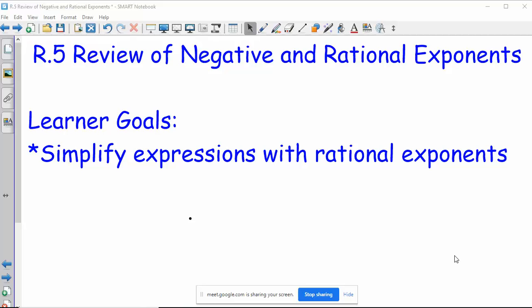Okay, so we are looking at negative and rational exponents today. We won't get all the way through this section, but we'll get a good start on it. First thing I want to do is just talk about a couple exponent rules. We've mentioned these before, we did them at the beginning.